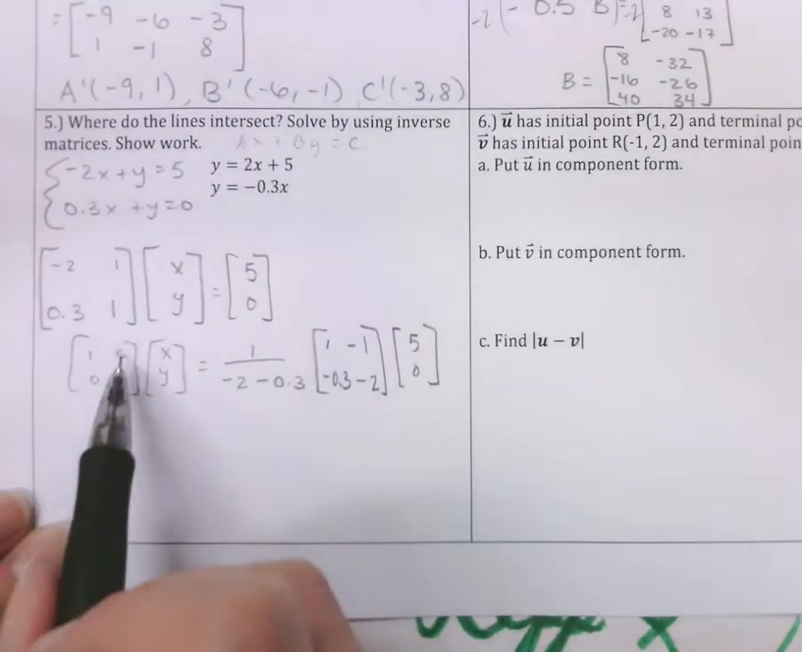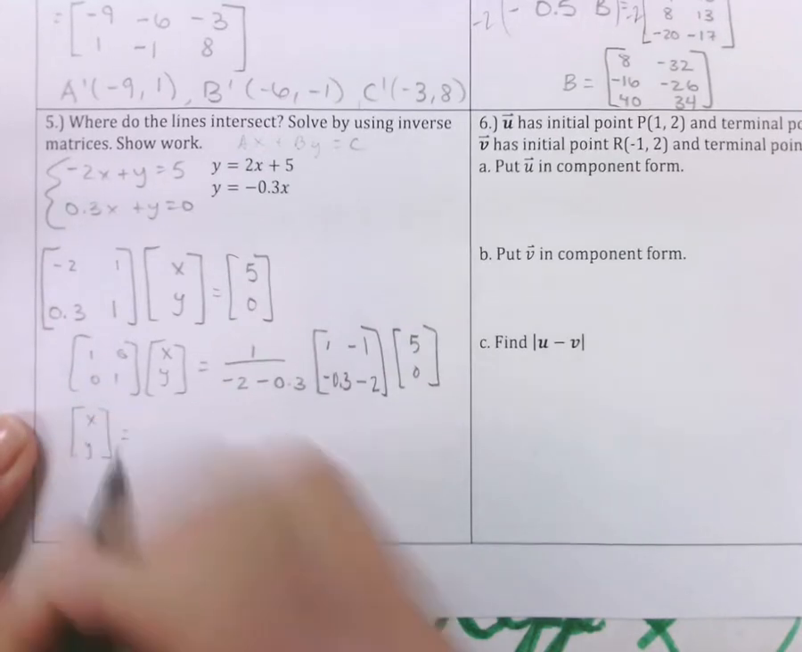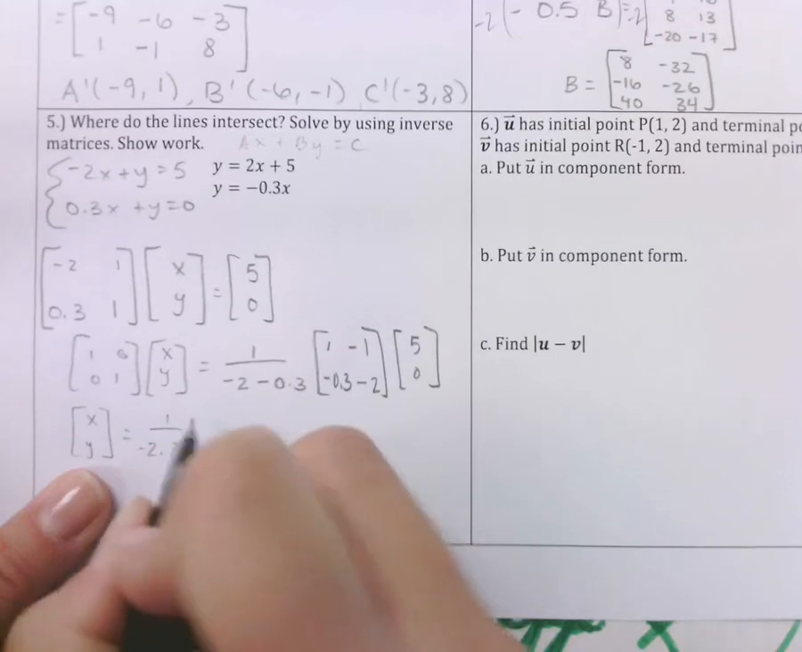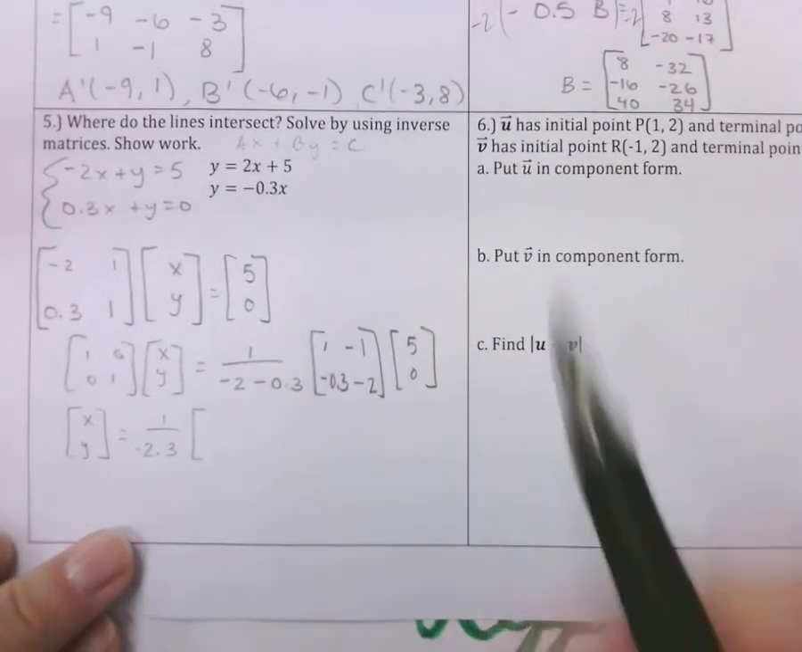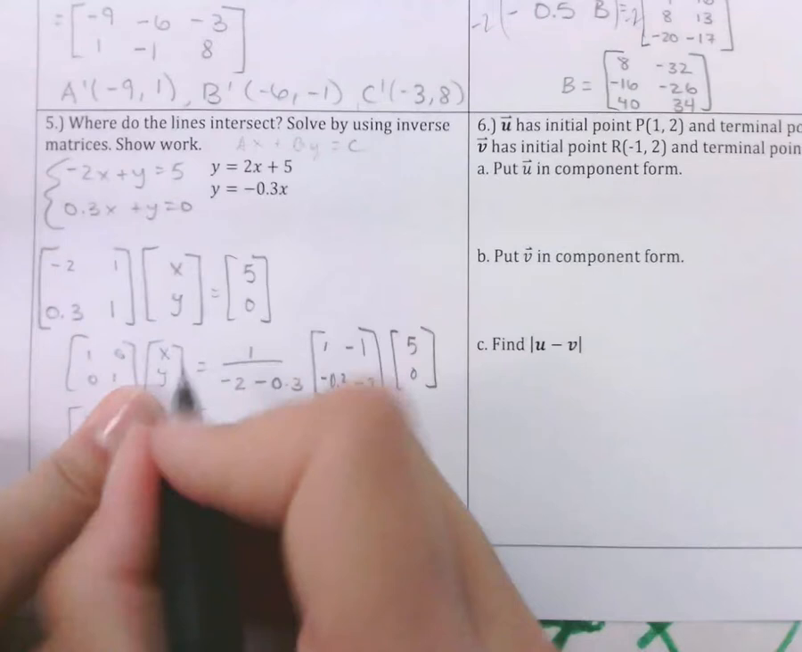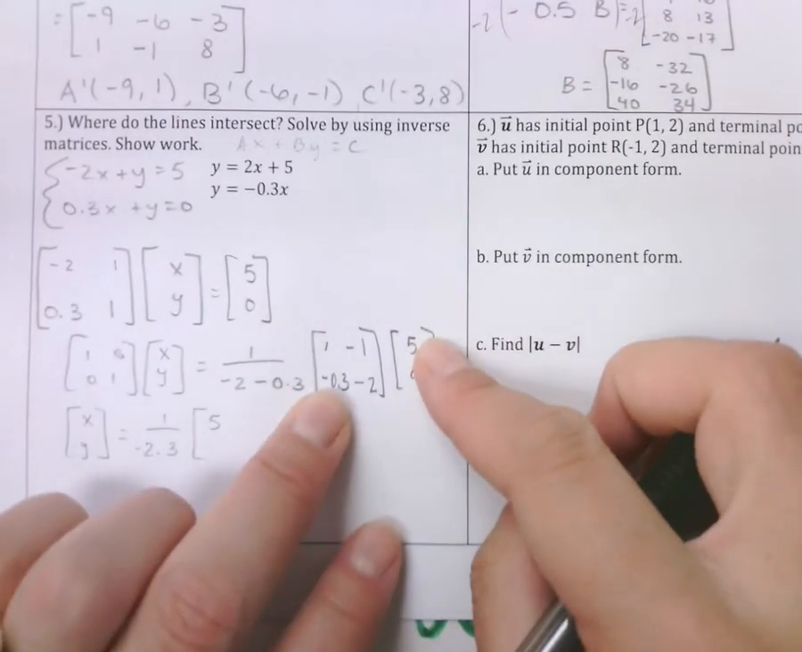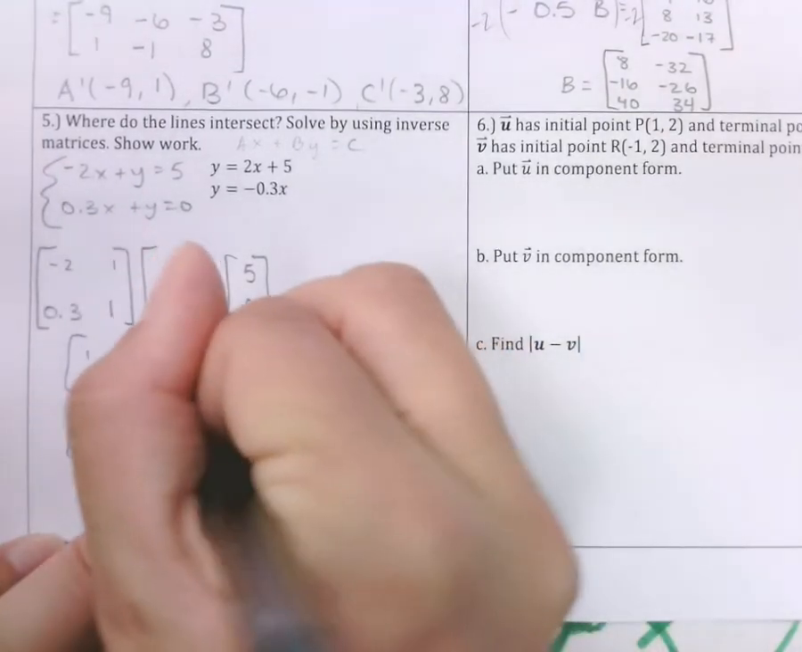On the left side, the identity matrix times xy is just xy, so nothing's going to really happen there. Here we get 1 over -2.3. And then, if it's the quiz and you can't use your calculator, you would multiply, you'd get 5 plus 0, so that's 5. And then on the bottom we get -1.5 and 0, so that's -1.5.